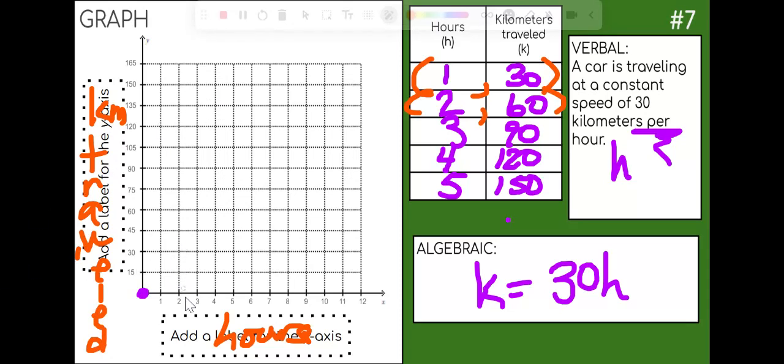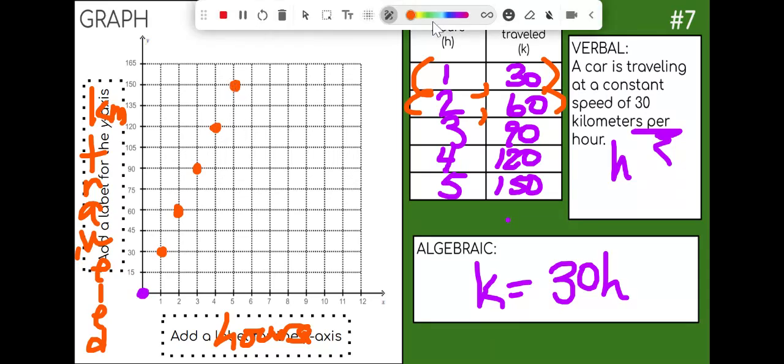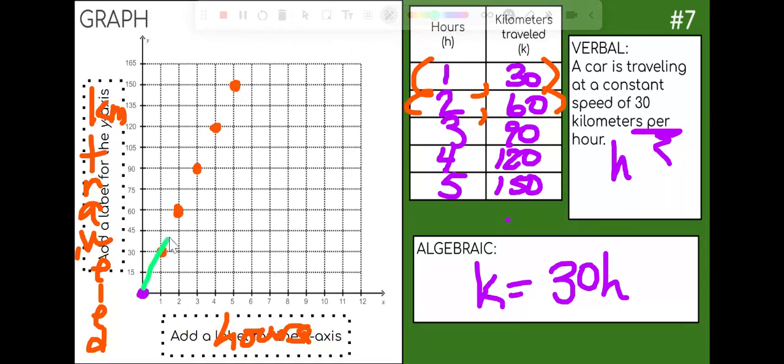Okay, 1, 30. So 1 hour, 30 kilometers. 2 hours, we're at 60. 3 hours, 90. 4 hours, 120. 5 hours, 150. And then draw your line going through.